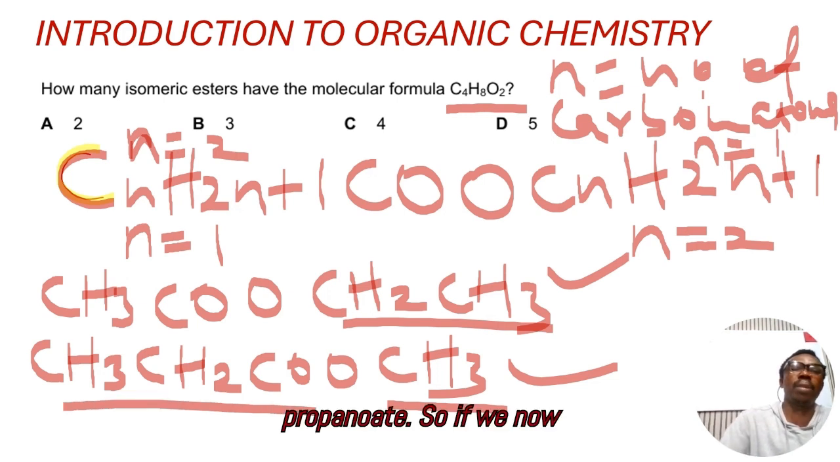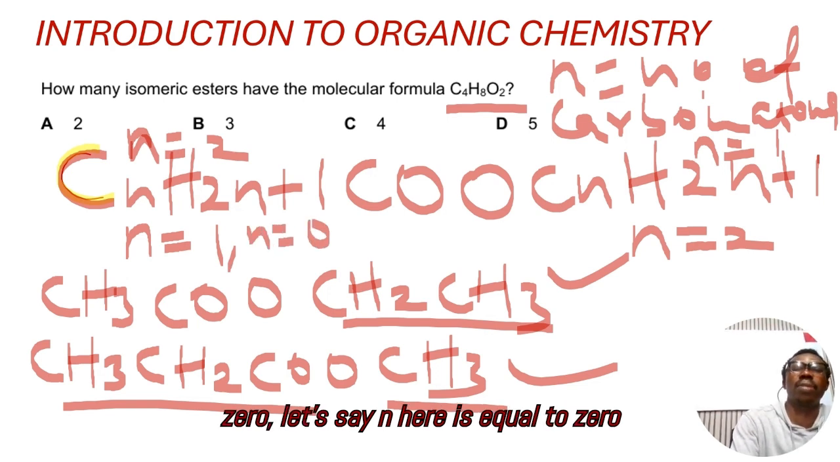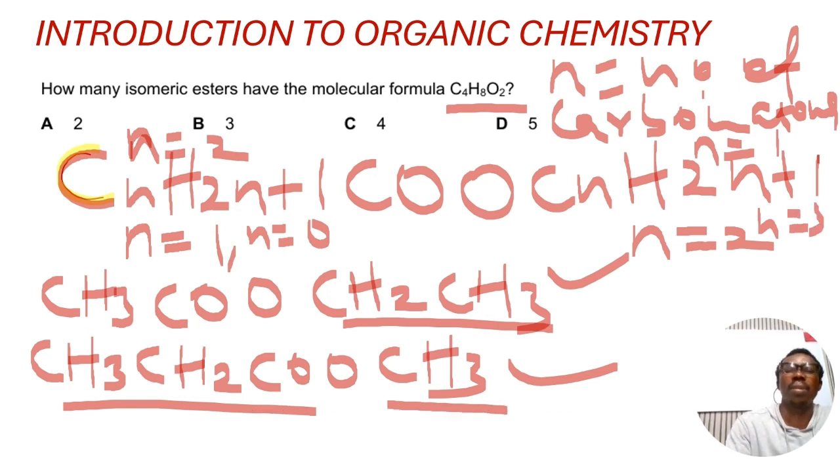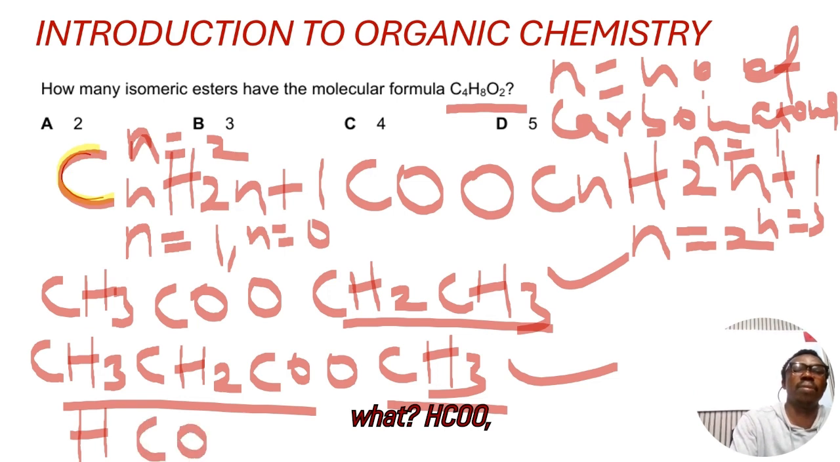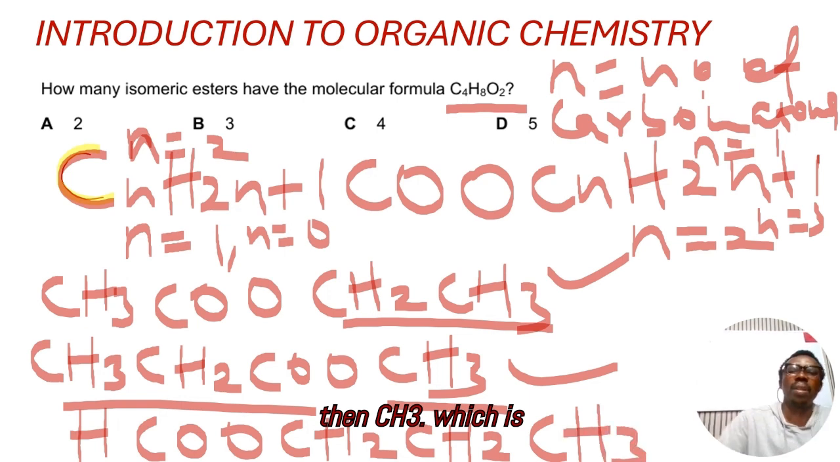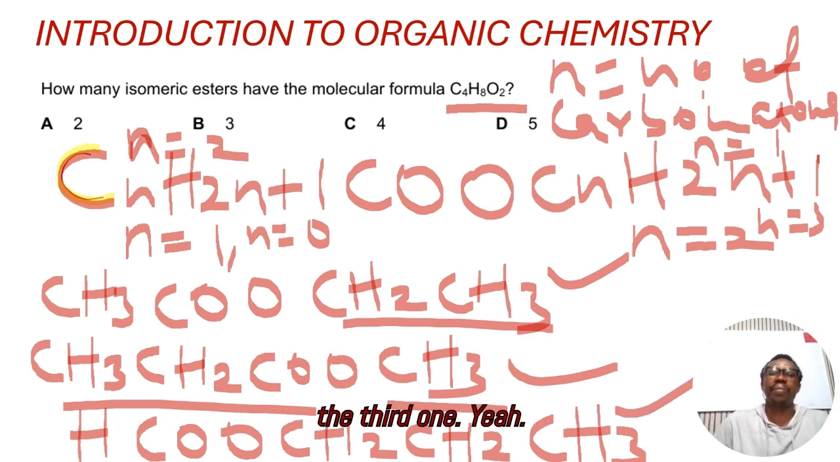methyl propanoate. So if we now decide to say n here is equal to 0, and n here is equal to 3, we're going to have HCOO, then CH2, CH2, then CH3, which is propyl methanoate. So this is the third one.